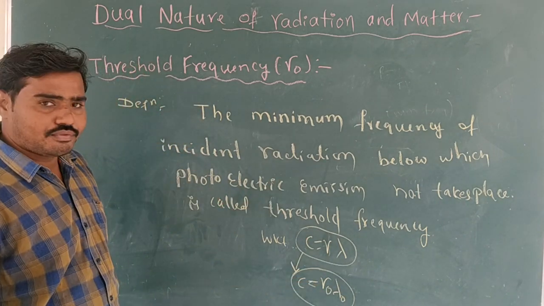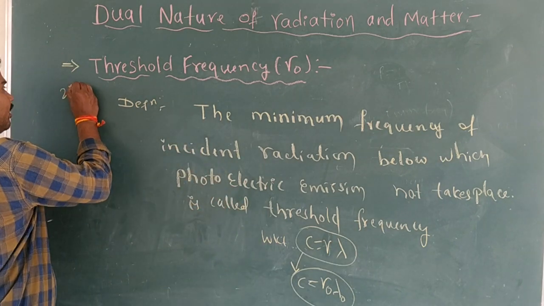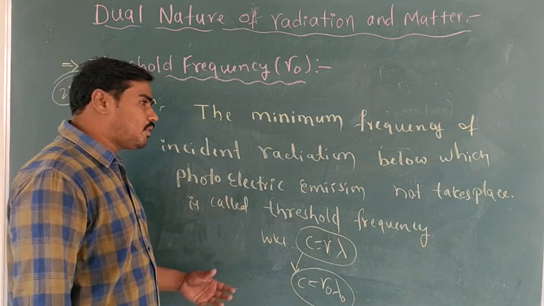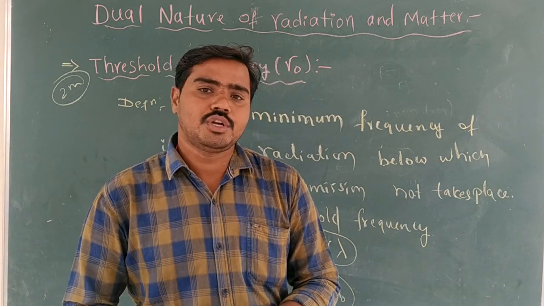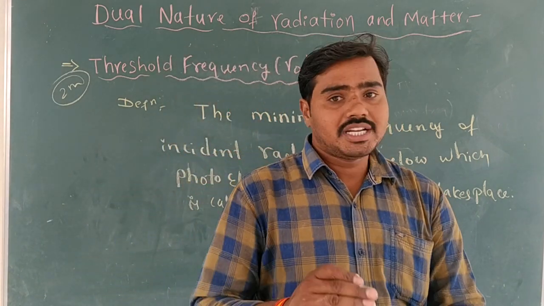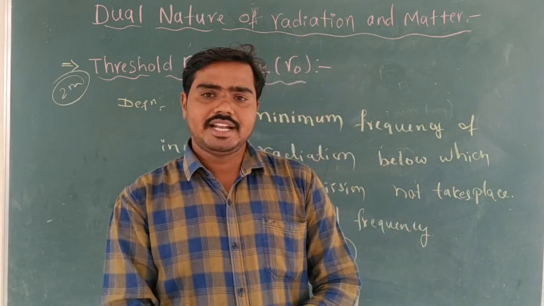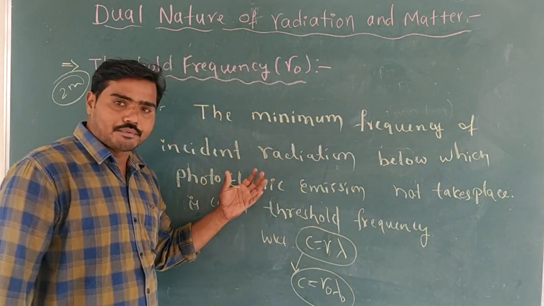What is the definition of threshold frequency? It is very important for 2 marks. The minimum frequency of the incident radiation below which photoelectric emission does not take place, but above which it takes place. That is called threshold frequency.